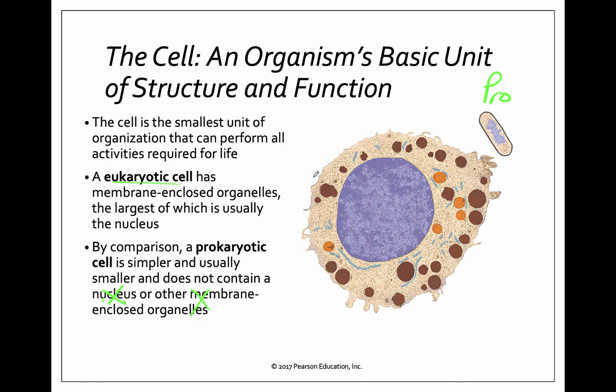A eukaryotic cell is much larger, and this is an animal cell. It's going to have multiple organelles in here. You can see all of the different organelles. It's got this really big nucleus here, which is bound by a membrane. And so the eukaryotic cells, we believe, evolved from prokaryotic cells, and the complexity evolved over time.